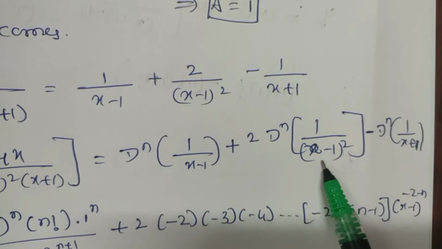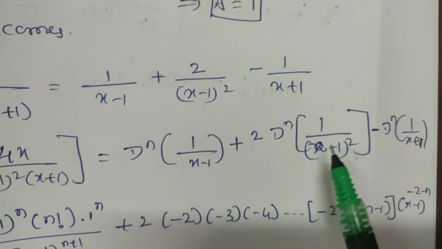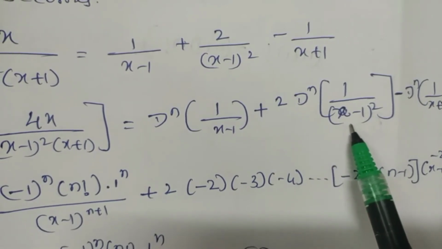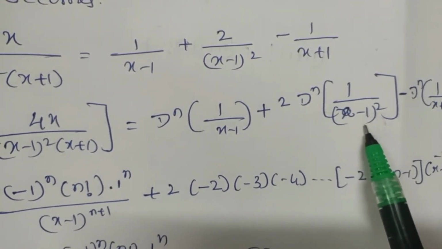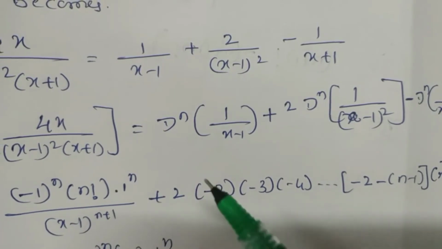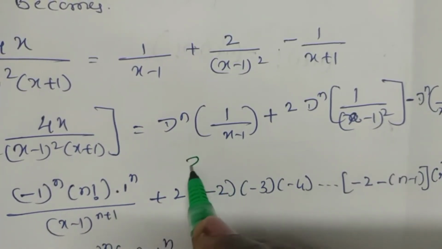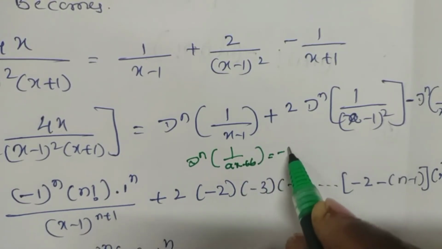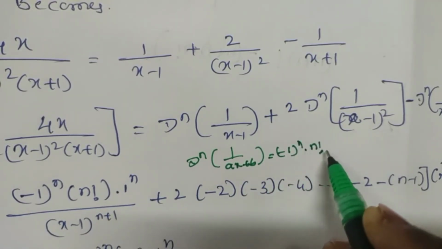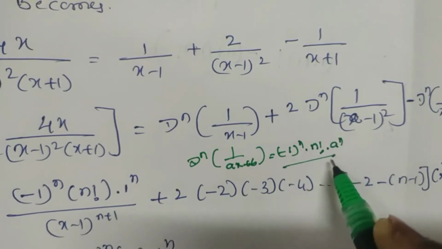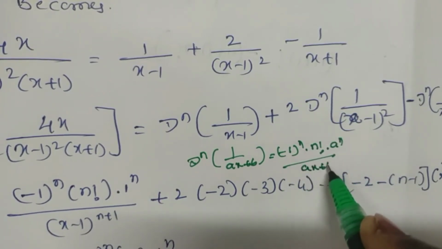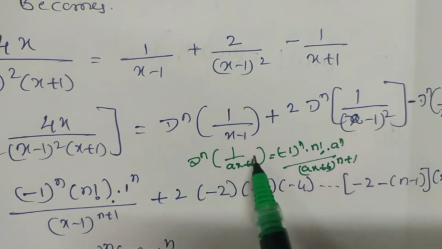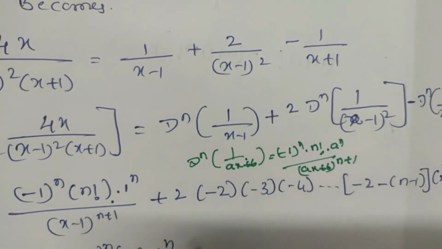But this one is not in that form. So you have to take this one in the numerator. It becomes here, its nth derivative we can find separately. These two terms are in the form of nth derivative of 1 by ax plus b. We know it is equal to minus 1 raised to n into n factorial into a to the power of n divided by ax plus b raised to n plus 1. So we apply this formula for this and this last term also.